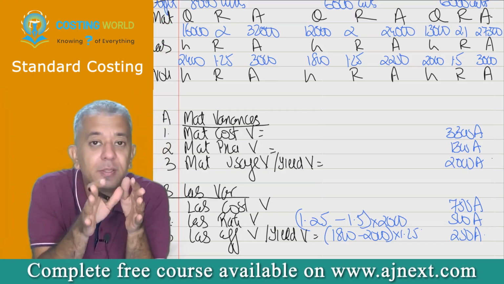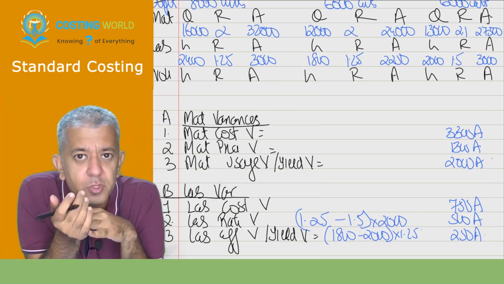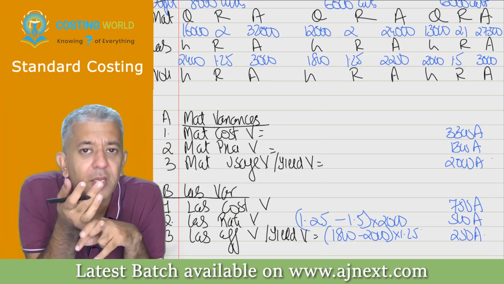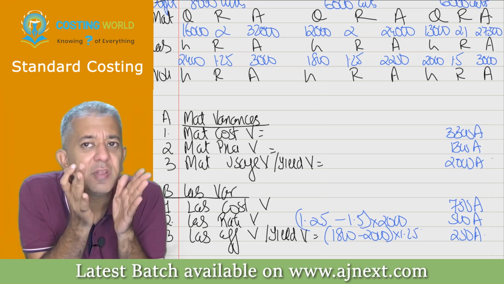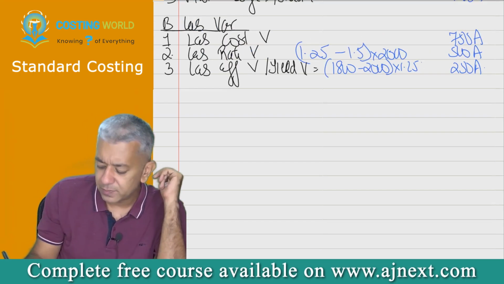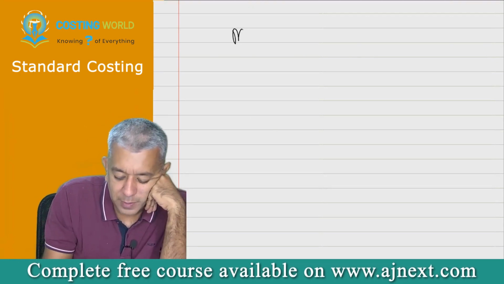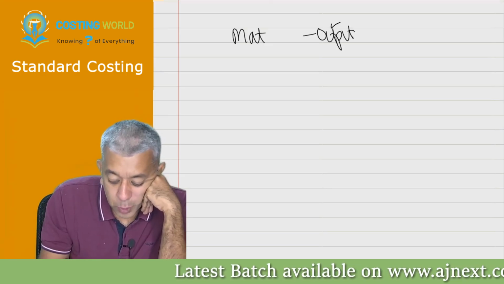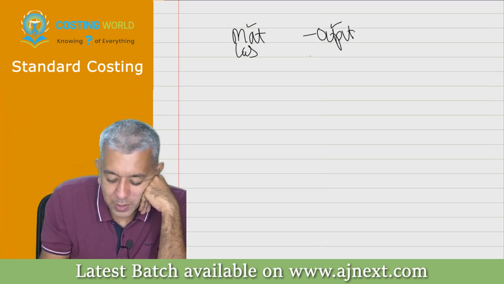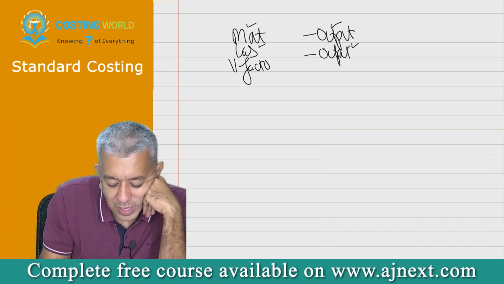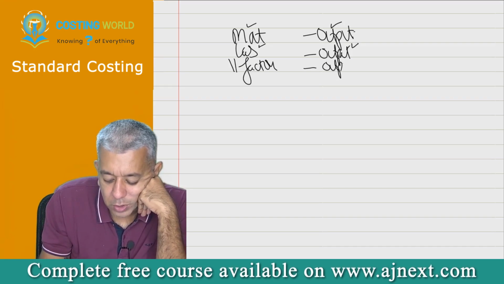Whenever you produce 1 unit, you will be incurring material cost, you will be incurring labor cost, and even variable factory overheads will get incurred. Try to think like this. Material cost is always dependent upon output, of course. Whenever you produce, material cost is incurred. Labor is also dependent upon output. Whenever you produce, labor cost is also incurred. But even variable factory overheads are dependent upon output only.